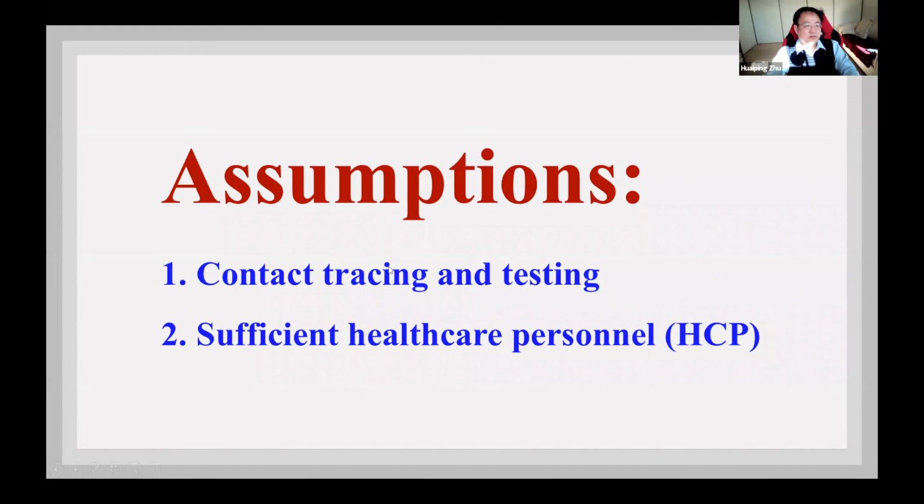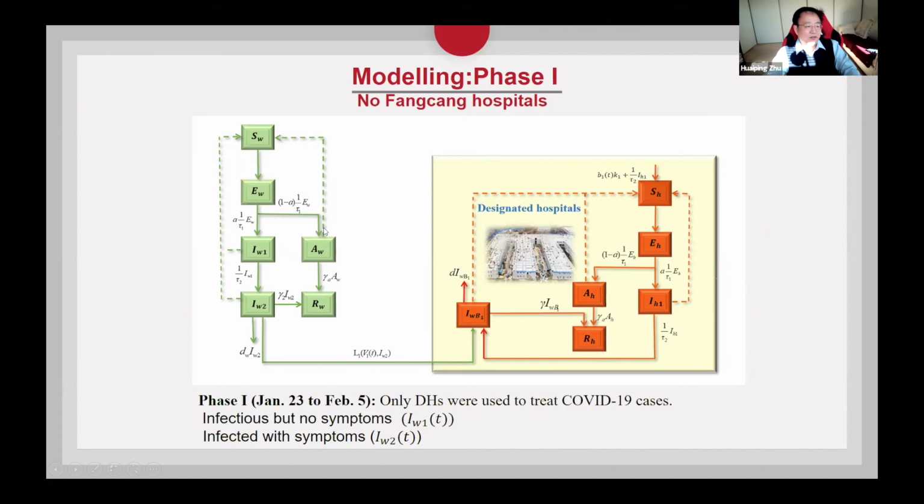Now let's look at the first phase. So I will explain the diagram. You see the subindex W, in fact, we use to refer to Wuhan. H is Han, Wuhan. But here H also refers to hospital. So this is non-healthcare people. This is from susceptible to exposed. So IW1, IW2. IW1 is no symptoms but infectious. IW2 is with symptoms and infectious. RW is recovered. Now in the first stage till February 5th, we only have the designated hospitals.